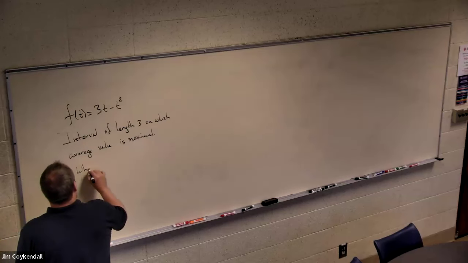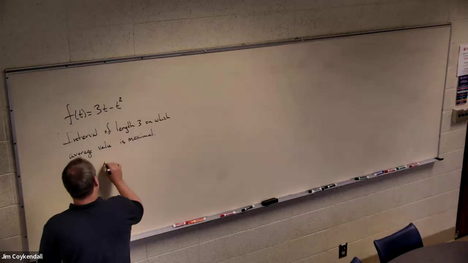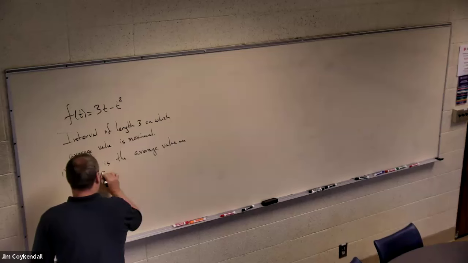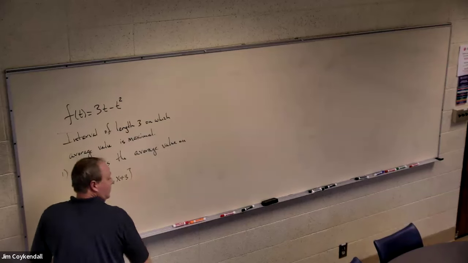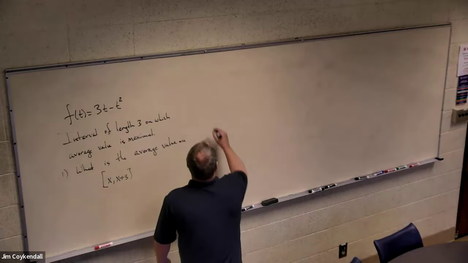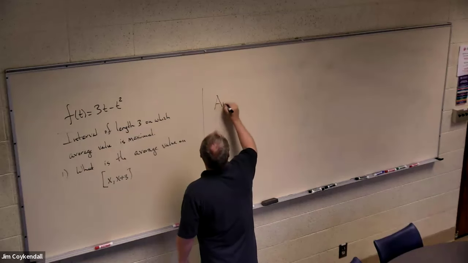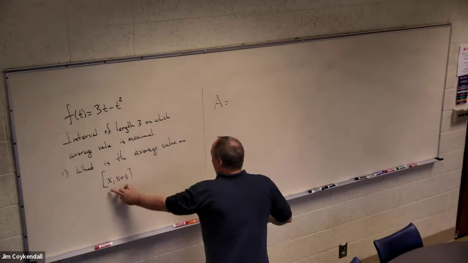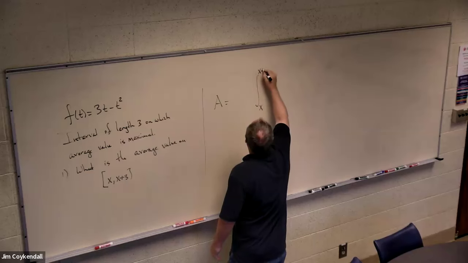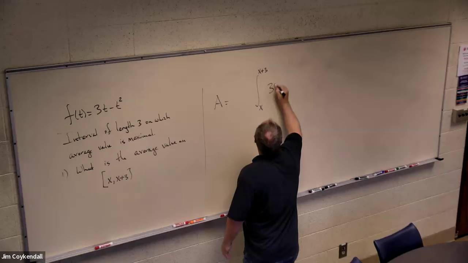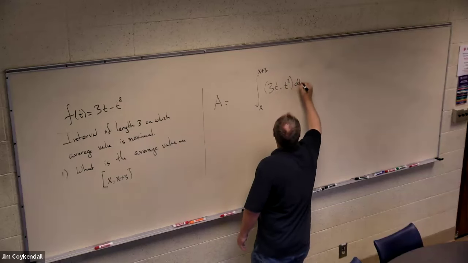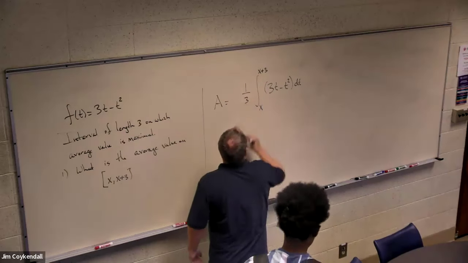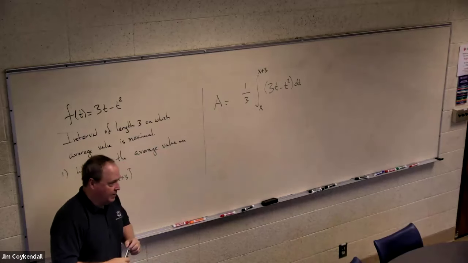We want to maximize something, so we better know what it is. What is the average value? Notice that's an interval of length 3. So I'll say A for average value. What do we do? Well, we take the integral of the function on that interval, which is sort of intuitively the area under the curve, divided by the length of the interval, which is always 3, right? Are you okay with that?